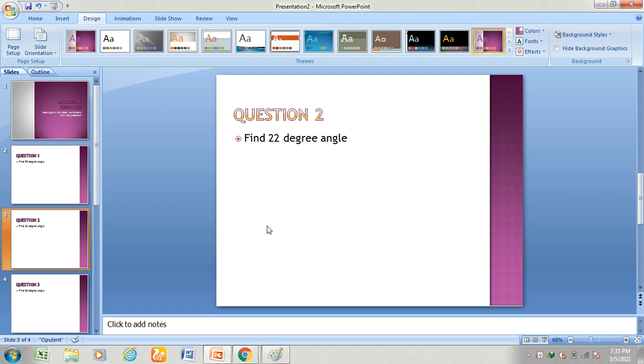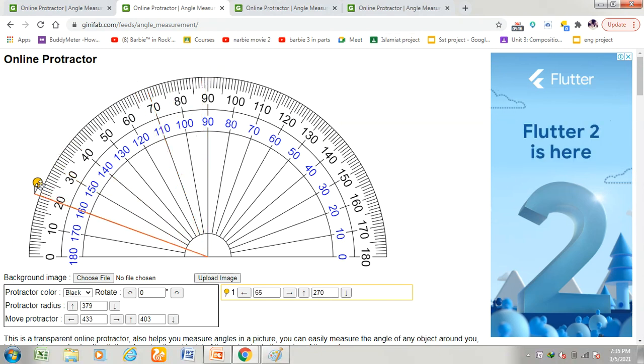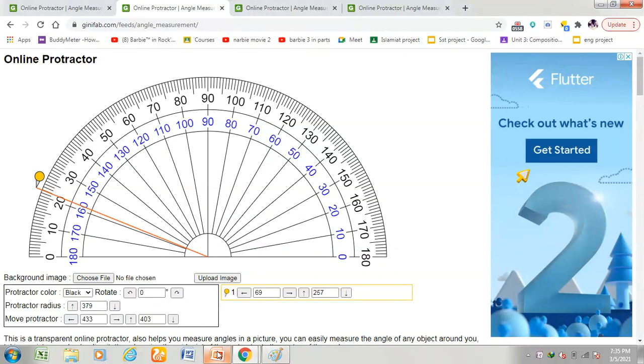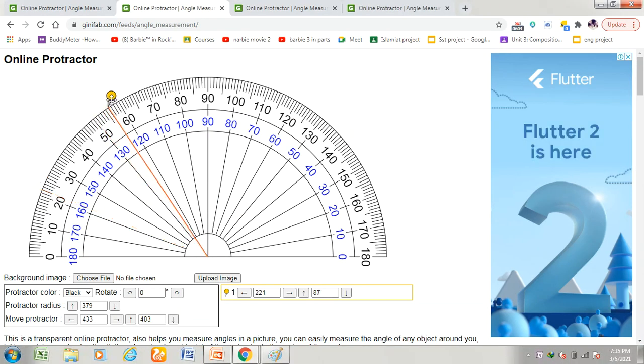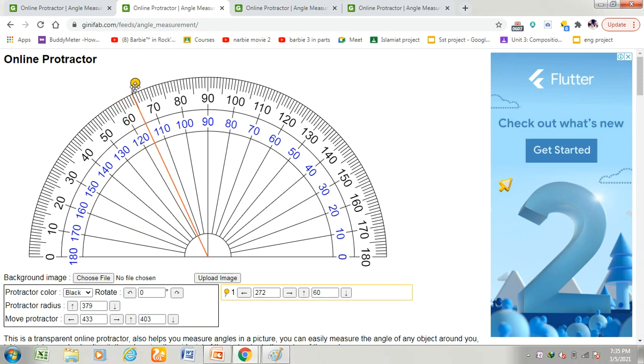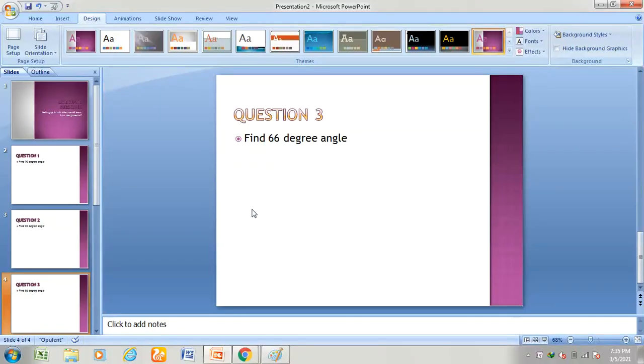Let's find 22 degree. I tell you, it's really very easy. First we'll move on to 20. This is our 20. 1, 2. Now it's solved. See, it's very easy. Now come to this one, 66. It's also very easy. This is from 60, 65, 66. So this is our angle, 66 degree.